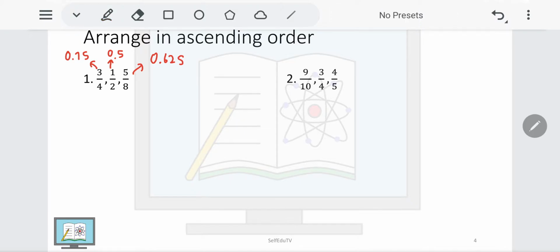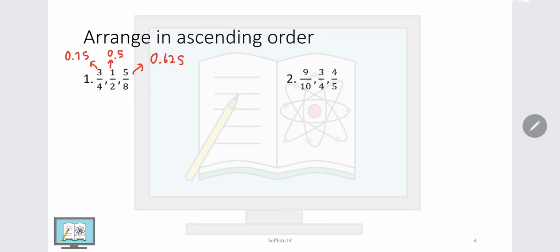Another way will be you change the denominators to a common denominator. For example, if I change all the denominators to 8, I need to change the denominators of these two fractions. How to change? I multiply the numerator and denominator by 2 to change to 8. So 8 as the common denominator.